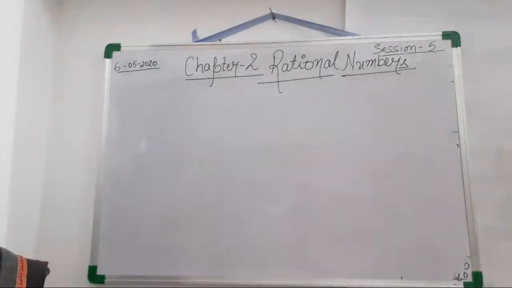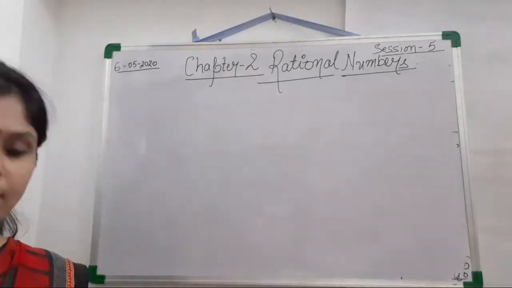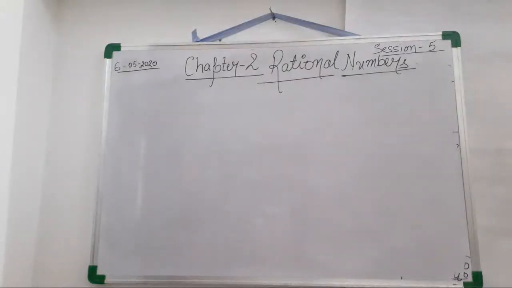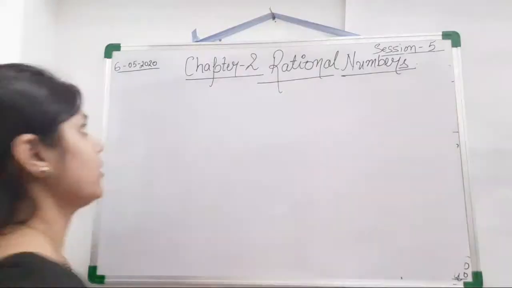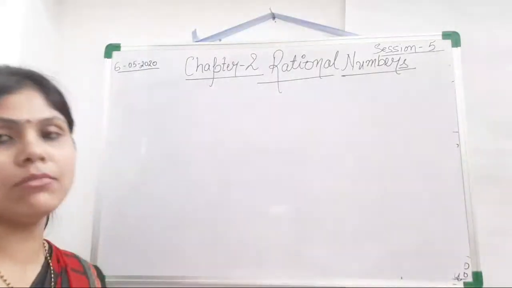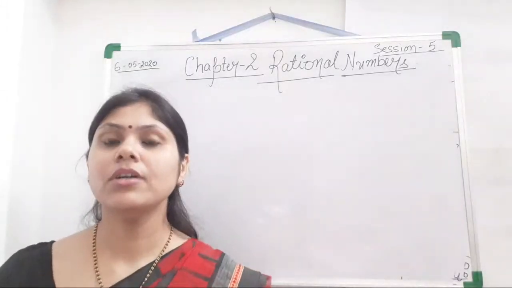Okay, we will start rational numbers. This is chapter 2 on page number 22. So what are rational numbers? We have done natural numbers, whole numbers, integers. Now let us discuss the rational numbers.